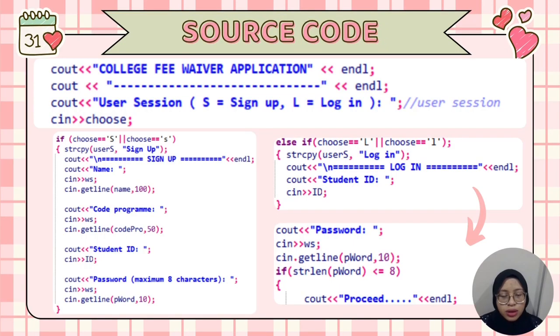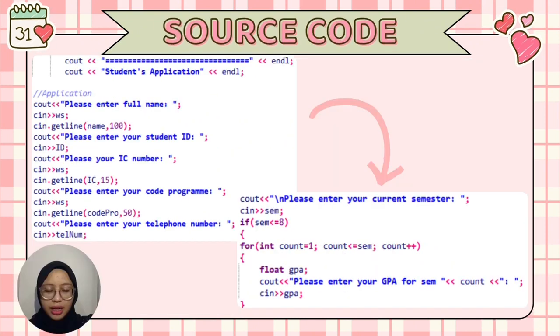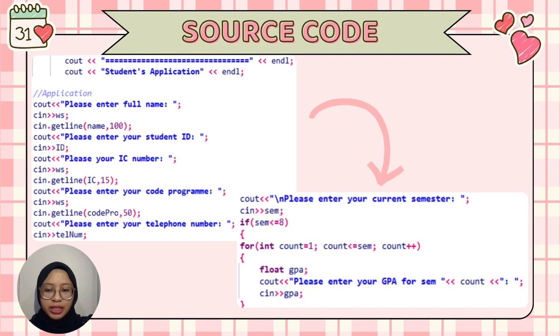As for the course code, we will ask the user whether they want to sign up or just log in. If they choose to sign up, they need to fill in their name, code program, student ID and their password. If they already signed up and just want to log in, they will only need to fill in their student ID and password. If their passwords are correct, they can continue to the next step, or else they can continue their registration. The next step is student application.